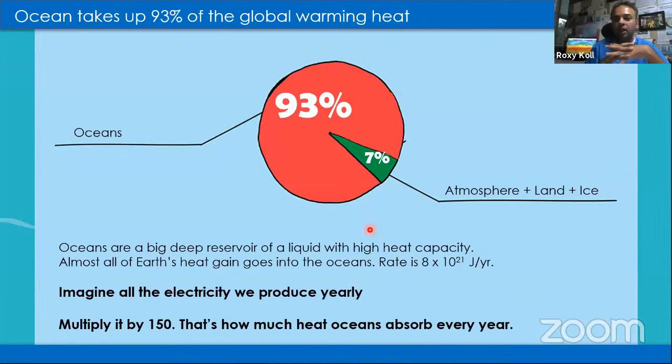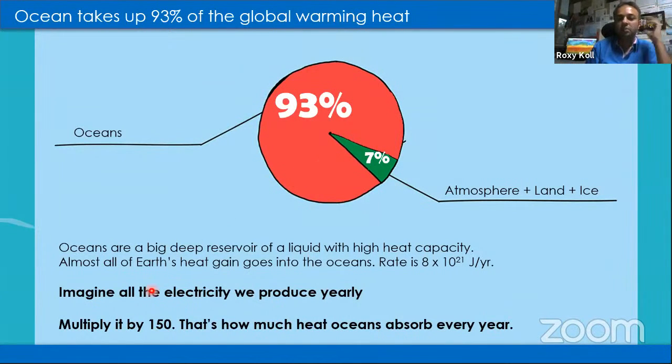Now, why is that? Because of global warming. Why? Because oceans take up 93% of the heat from global warming. Now, oceans have a particular characteristic. They are a big, deep reservoir of a liquid with high heat capacity. If some of you have studied physics or fluid properties, you might know that water has high heat capacity compared to land or air. So because of that, water can hold more heat for a longer time. And this ocean water has been absorbing the additional heat due to emissions for a long time.